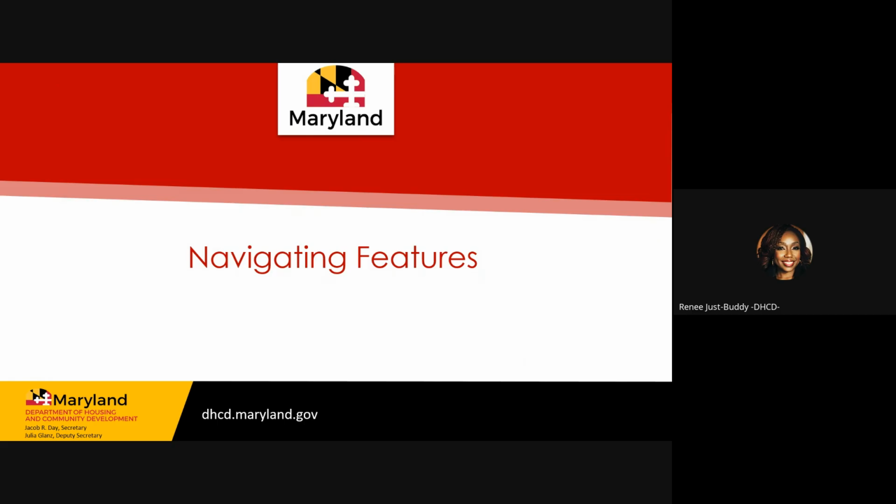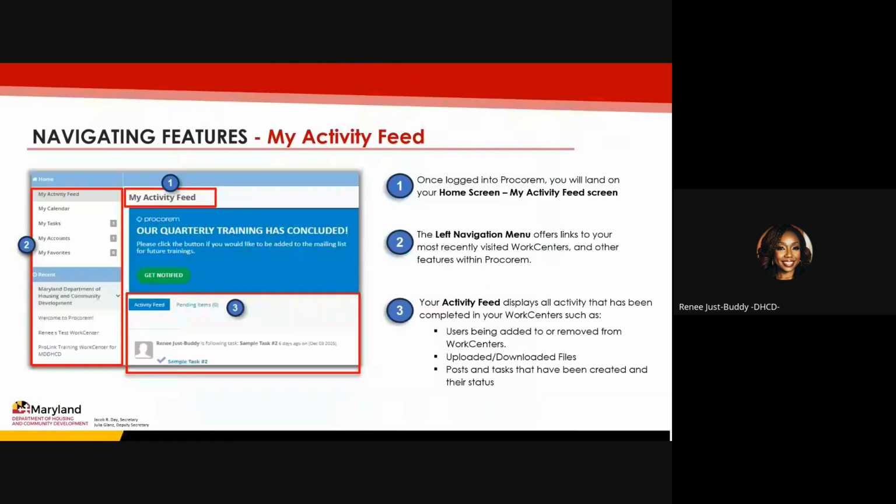Next, we're going to take a look at the different features within Procorum and how to navigate those. On the left navigation menu on your My Activity Feed screen, which is also your home screen, that's where you'll land once you log in. The left navigation menu offers links to your most recently visited work centers and any other features in Procorum, such as your calendar, your tasks, your accounts, and your favorites.